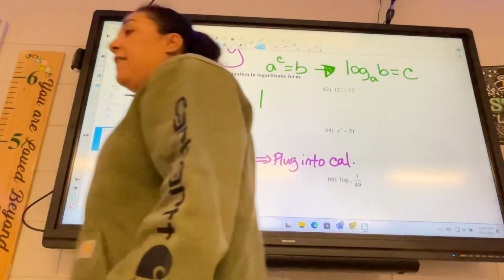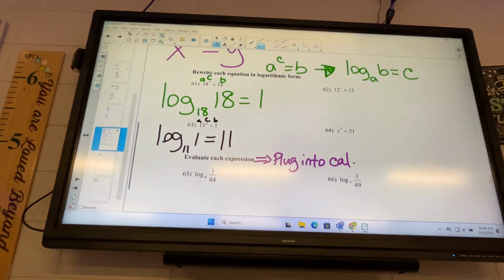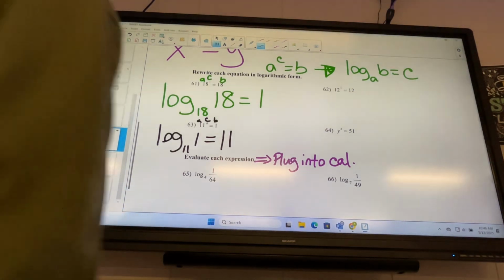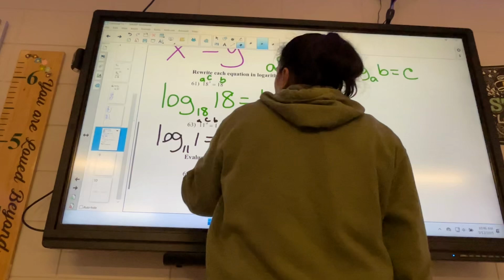Okay, 65 and 66. You literally just plug it in the calculator. Probably write yourself a note, plug it in. Wouldn't the 11 be an A? The 1, right. Or yeah, C be an A. Oh, shoot, yeah. Okay, I rewrote it and then still did it wrong.